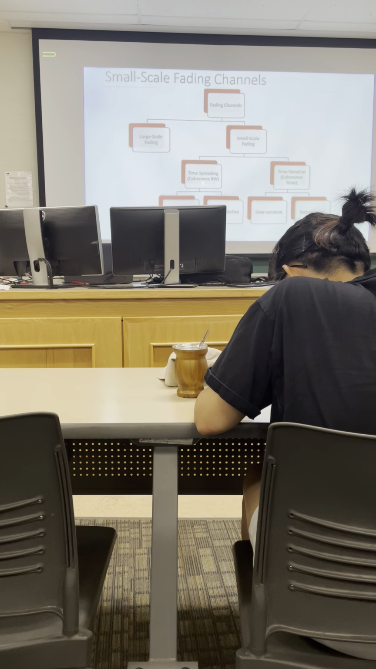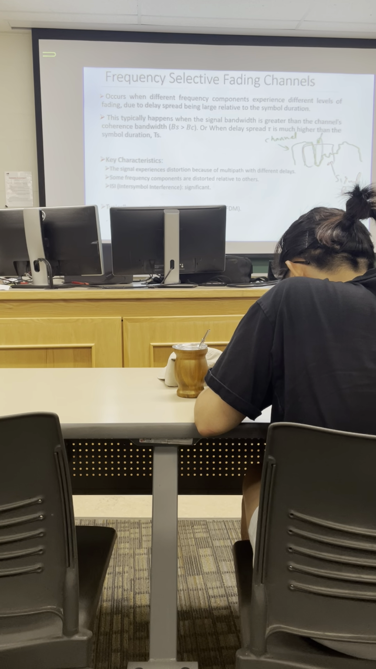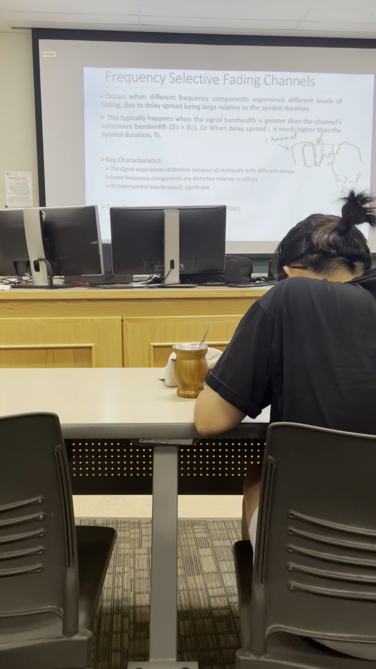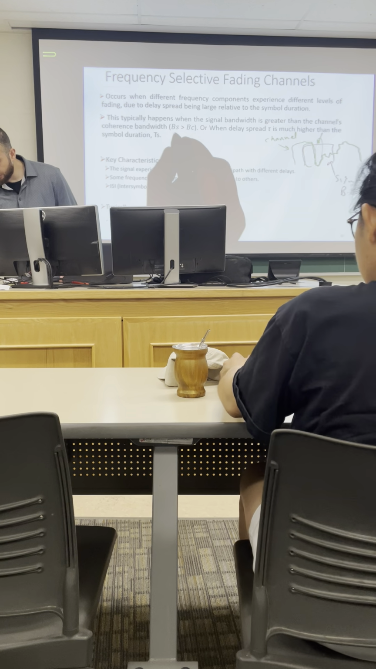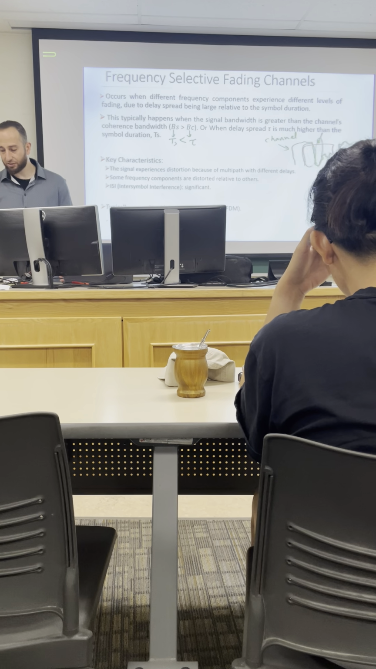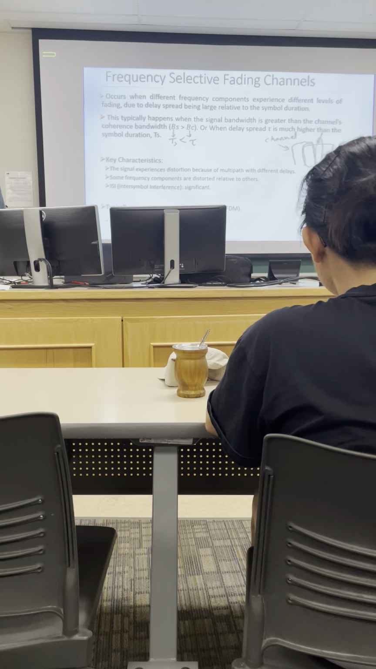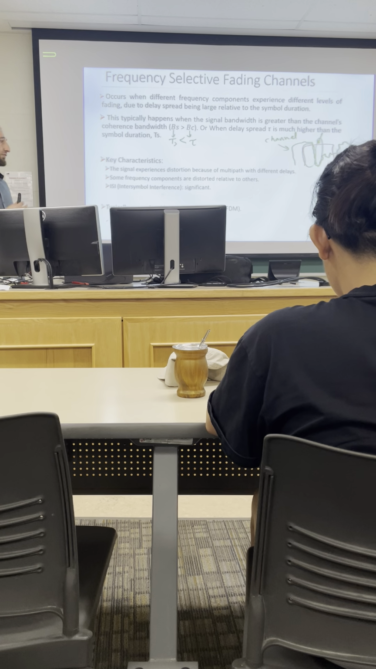These are the two types of small scale fading when we look at time spread: frequency flat and frequency selective. For frequency selective fading, you can convert this to tau and Ts. You can write it here: this is Ts, and this is tau. In this case, the delay spread is greater than the duration of the symbol, and you have significant intersymbol interference.